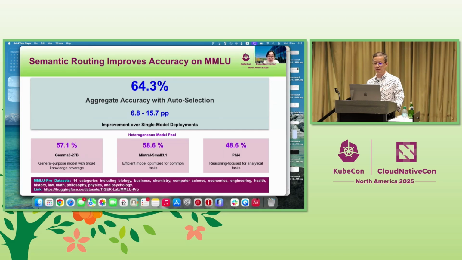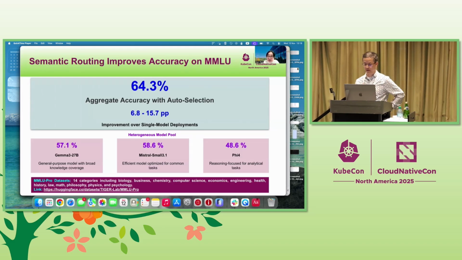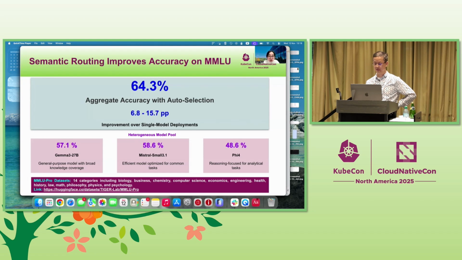Now look at the model pool we used. We have the Gemma 27 billion model, the Mistral Small model, and the Phi-4 model, each with different strengths and weaknesses. The best single model, Gemma, only hit around 57.1% accuracy if we used that deployment alone. By intelligently matching the query to the right-sized model, the router delivered around a 6.8 to 15.7 percentage point improvement over any single model deployment. This is a huge jump in quality. It proves that a heterogeneous model pool managed by an intelligent router is superior to simply deploying one large general-purpose model. But the best part is that this quality improvement comes with a massive cost saving.